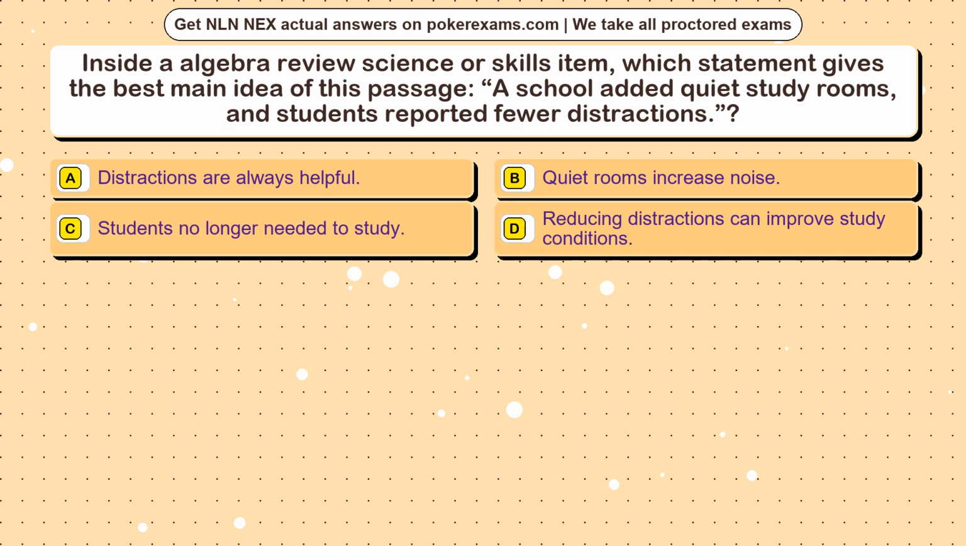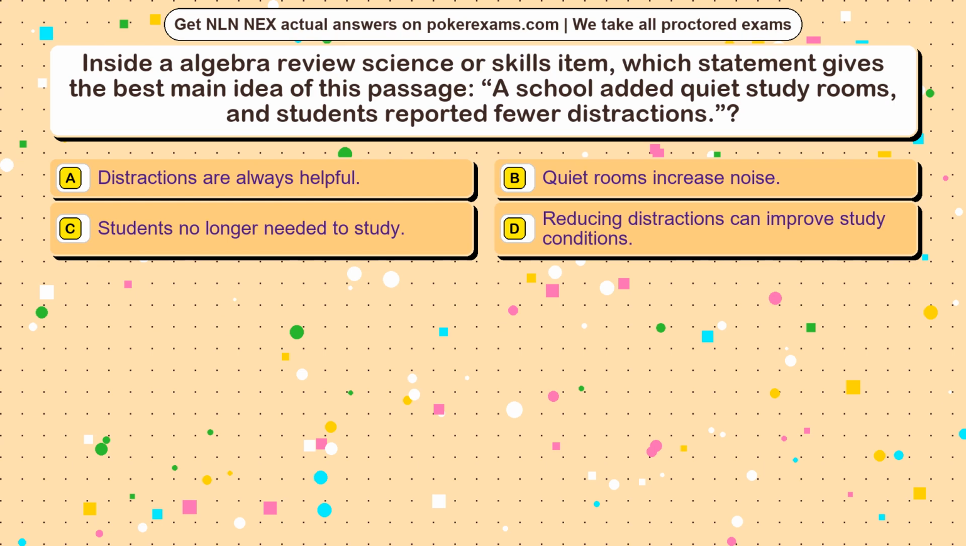Question 24. Inside an algebra review science or skills item, which statement gives the best main idea of this passage? A school added quiet study rooms, and students reported fewer distractions. Option A, distractions are always helpful. Option B, quiet rooms increase noise. Option C, students no longer needed to study. Option D, reducing distractions can improve study conditions.